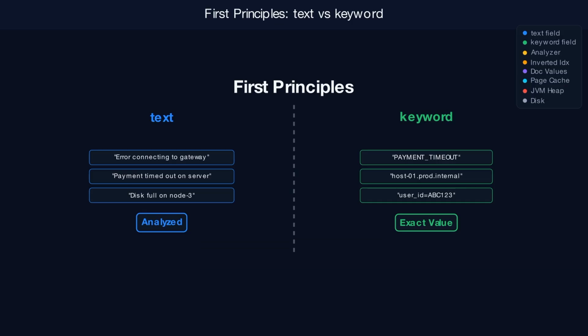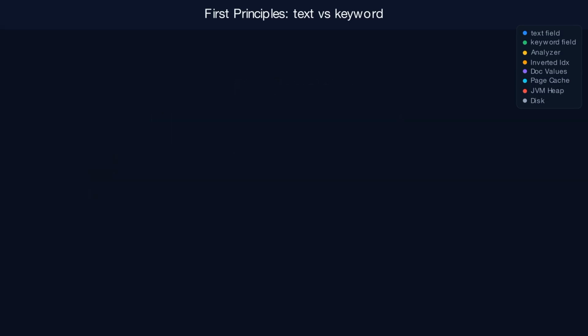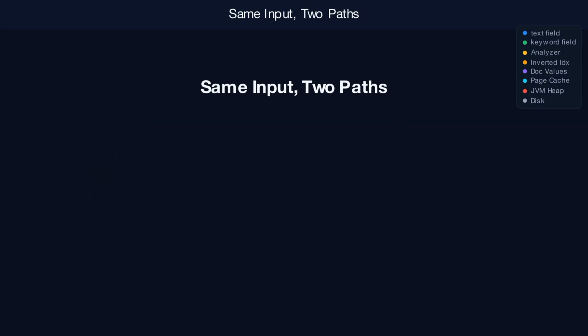Use text when users need to search for words within a sentence or paragraph. Use keyword when you need exact matching, sorting, or counting unique values in aggregations. This distinction is the foundation of everything we will cover today. Let us send the exact same value through both field types to see what changes.